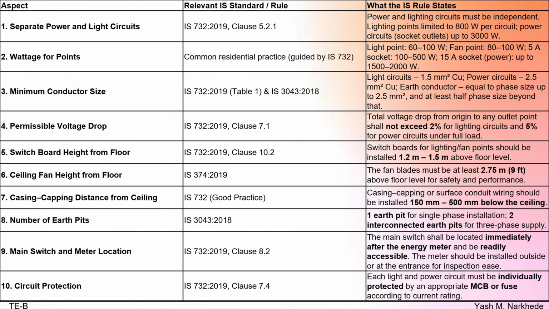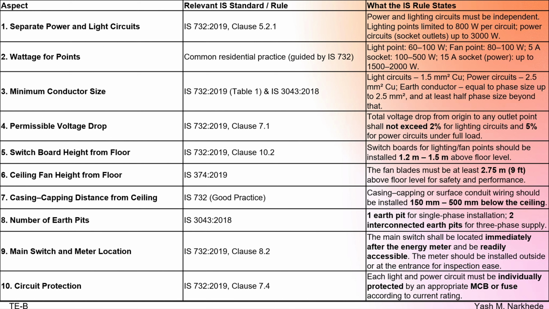Switchboard height from floor, fifth point. Switchboards should be placed between 1.2 meters and 1.5 meters from the floor. This height makes them easily reachable for everyone and also keeps them safe from water and accidental touch by small children. Sixth point is ceiling fan height from floor. According to IS 374, the blades of the ceiling fan must be at least 2.75 meters or 9 feet above the floor. This prevents accidents, improves air circulation, and keeps the fan stable while running.